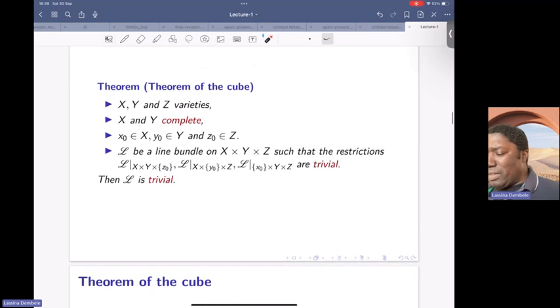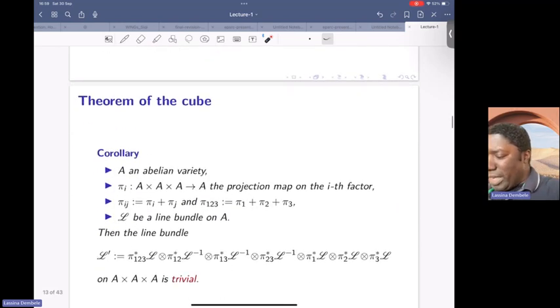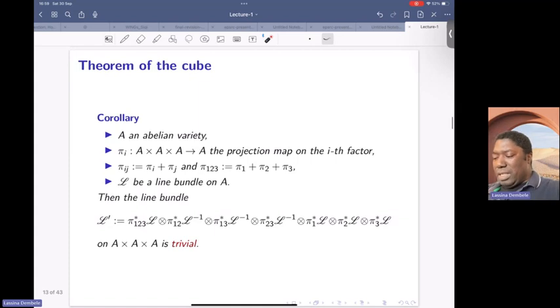And as a consequence of the theorem of the cube, you have the following corollary, which says the following: start with an abelian variety A, and then you take the product of A by itself three times, and you consider the projection onto each of those three factors. Then you take the sum of the projections two by two, and then finally you take the sum of the three projections.